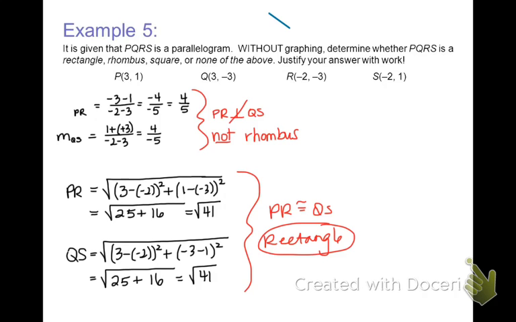Now, let me just ask you, had this also been a rhombus, what would have been your final conclusion? Square. You would have said that means it's a square. If it had been both, then it's a square.